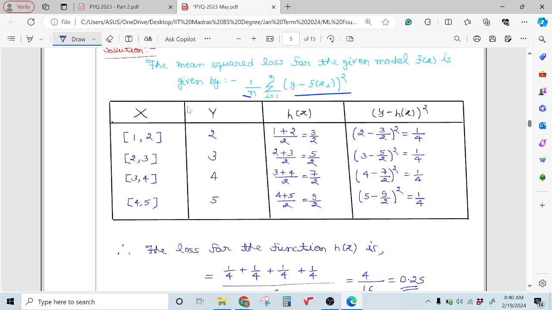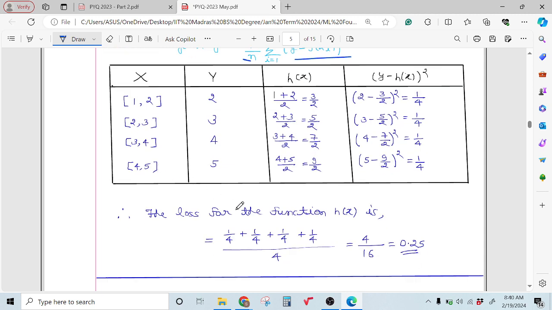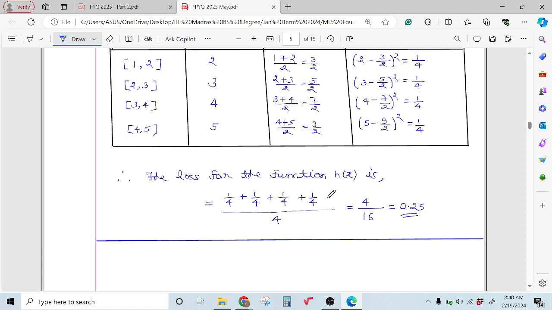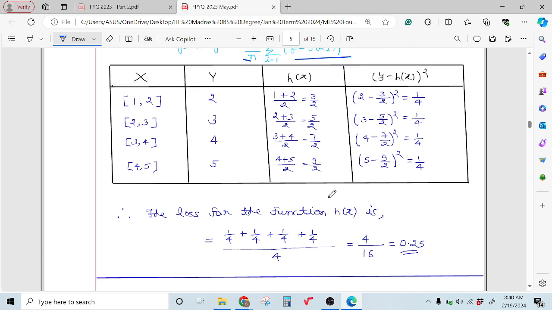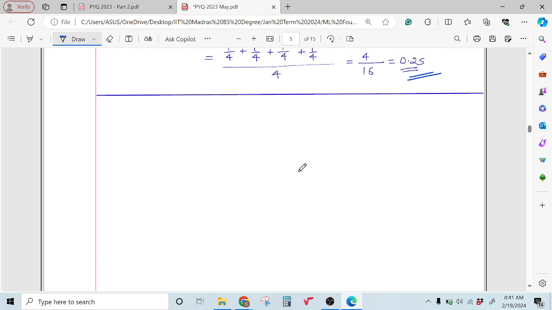Similarly we can calculate the others. Therefore the loss for the function h(x) is 1 by 4 plus 1 by 4 plus 1 by 4 plus 1 by 4, divided by 4. So the answer is 4 by 16, which is equal to 0.25. So the final result is 0.25. So let us proceed with the next problem.